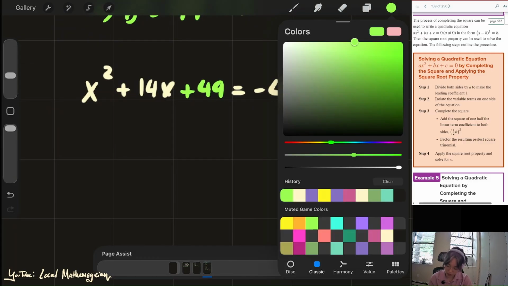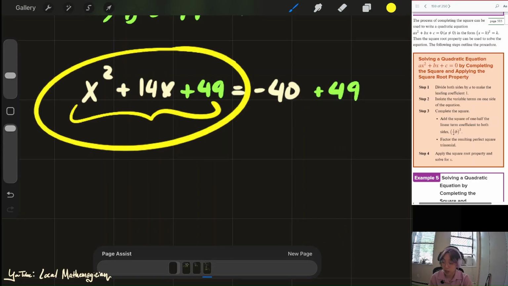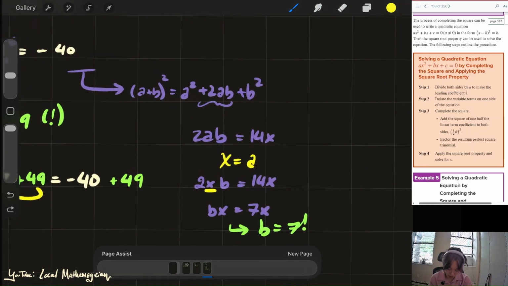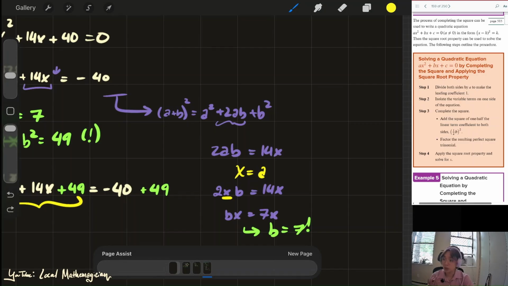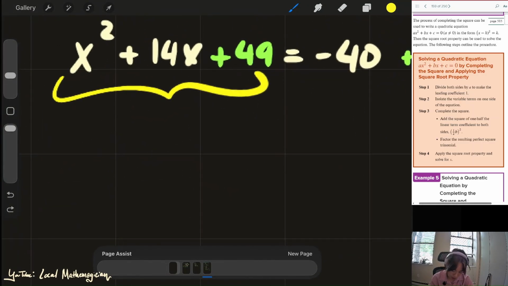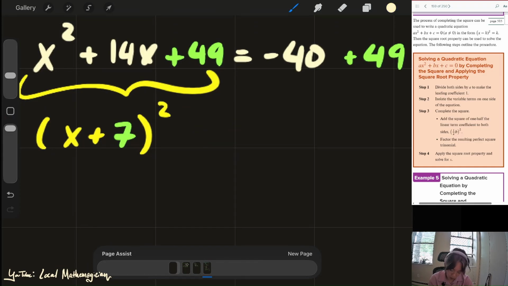Now, the reason why we want to do this is because we're exploiting the fact that this is now a perfect square trinomial. It's of this form, right? Your a is equal to x, your b is equal to 7, so reasonably you know that this is going to be x plus 7 squared, right? x squared plus 14x plus 49 is x plus 7 squared. And this is going to equal negative 40 plus 49, which is positive 9, okay?